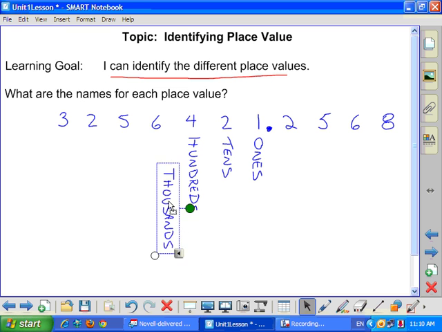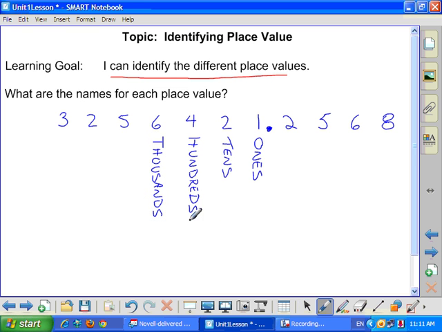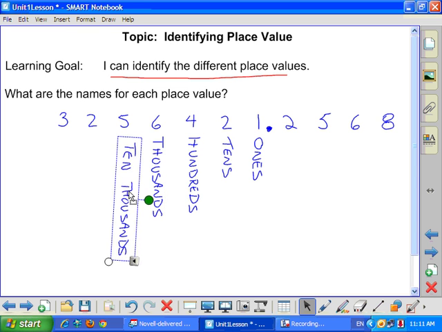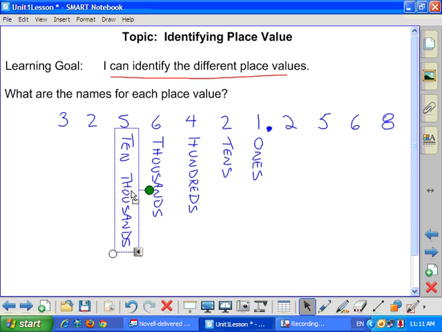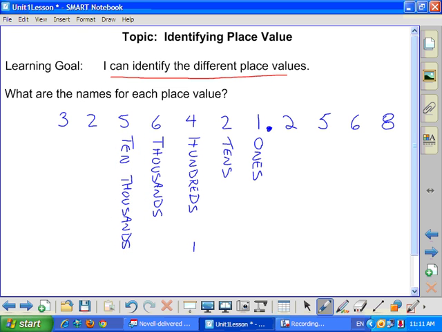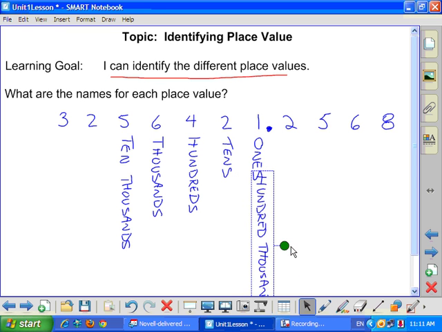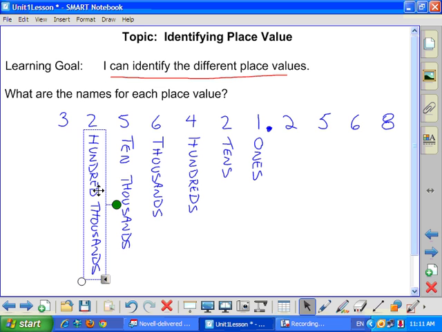Moving to the thousands. Next would be our 10,000s. Then we would go to our 100,000s. And after 100,000s, we have our millions.